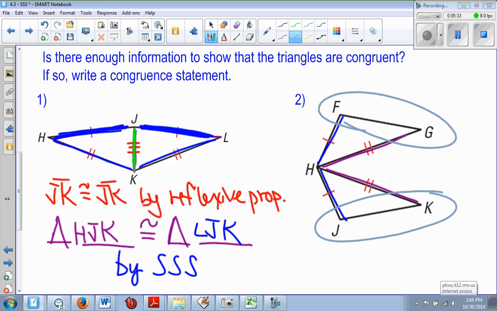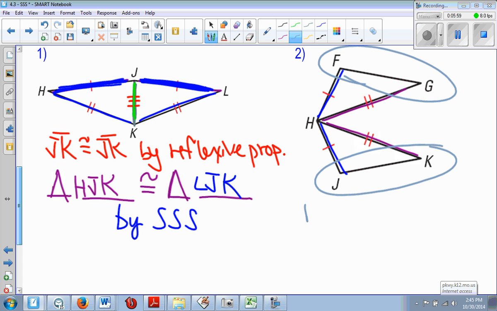Therefore, I would have to come up with some kind of reason, like they're shared sides, so reflexive property. Or I've got a midpoint, so I know they're congruent. Or I've got a bisected side, so I know they're congruent. Think of all of the different things that we've learned this year so far that would have allowed you to say that I've got congruent line segments. Now, in this case, none of those things are true, and therefore we're going to say that there's not enough information in this picture to prove that the triangles are congruent.